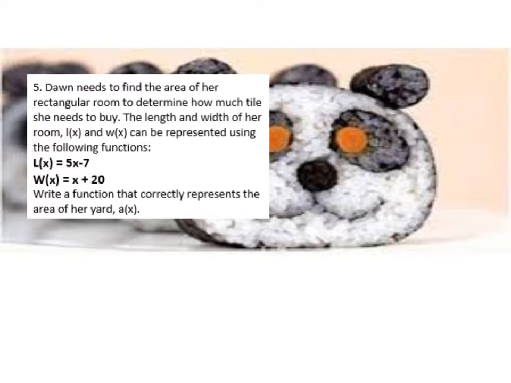Alright, we are moving along. Dawn needs to find the area of a rectangular room. Okay, so I'm going to stop you right there. Area of a rectangular room, have you drawn it yet? Not yet, you should. So rectangular room, she wants to determine how much tile she needs to buy, length and width.